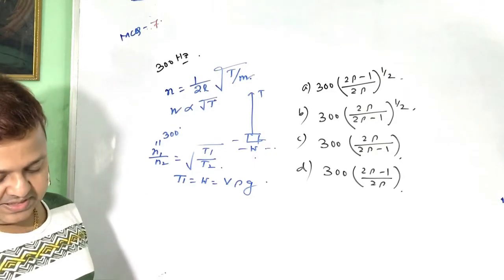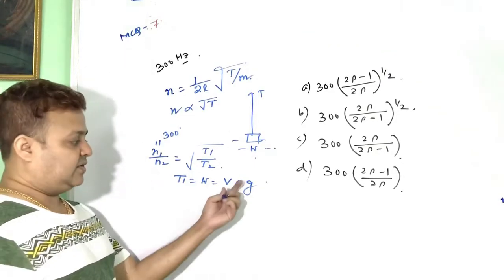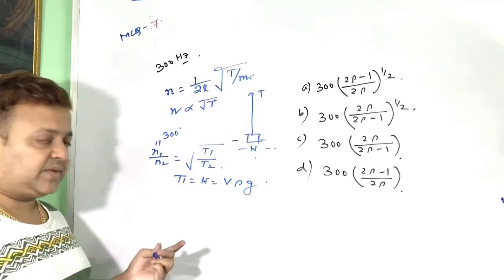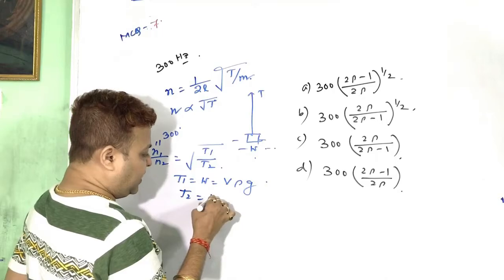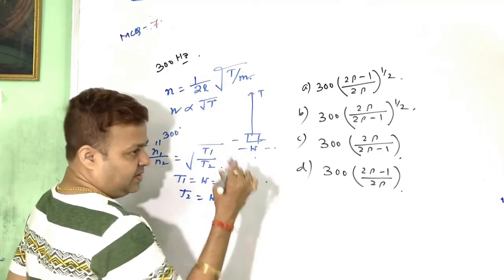Specific gravity of the wire is rho. In CGS system, specific gravity is called density. Second condition tension: weight minus upthrust.